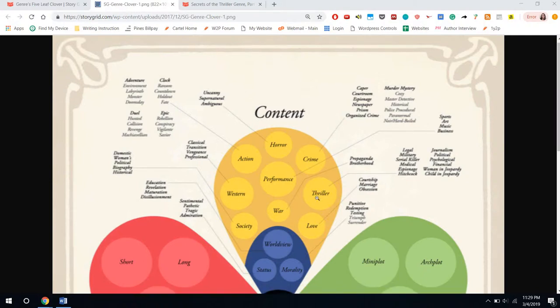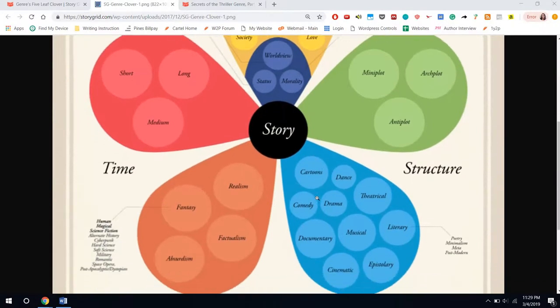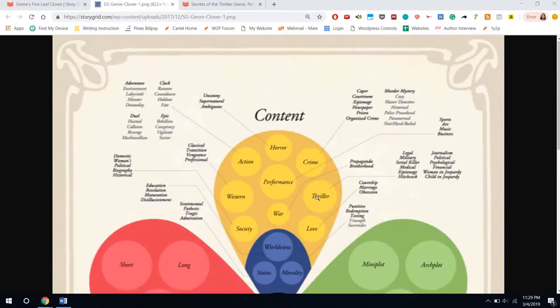So, story grid has this thing that's called the genre five leaf clover, but for what is most useful, I'd say it's this leaf. And more specifically, these top genres are going to be more of your commercial genres. These are more literary and character driven. So you can end up having two genres. You can end up having a genre and a subgenre.